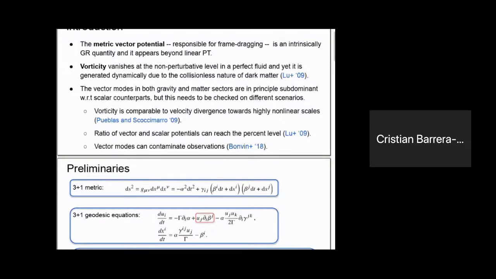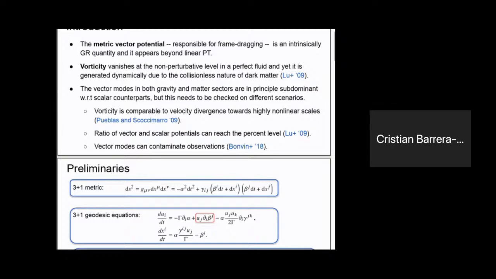This gravitomagnetic potential is very interesting to look at because it's an intrinsically GR quantity, so it's not in Newtonian gravity. It also appears starting from second order in cosmological perturbation theory in lambda CDM. From the point of view of vorticity, this is not a GR quantity at all. You can think of this as being Newtonian up to some corrections. However, numerical simulations play a huge role in understanding it because if you look at a perfect fluid in lambda CDM, then vorticity will vanish at any order in perturbation theory.